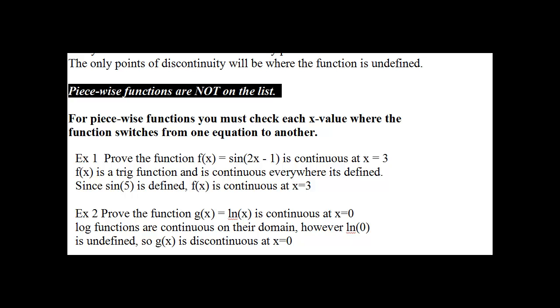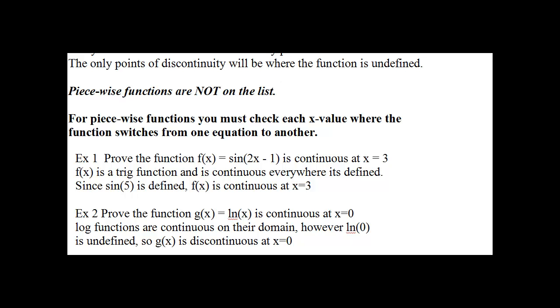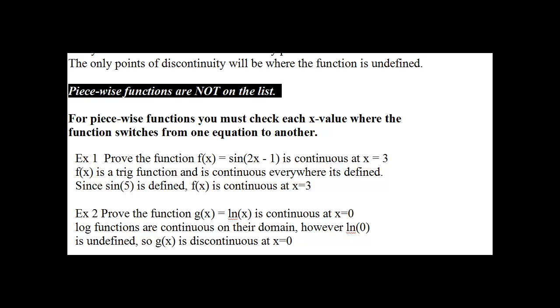In this next example, prove the function g of x, which is equal to the natural log of x, is continuous at x equals 0. Logarithmic functions are continuous on their domain. However, the natural log of 0 is undefined. So g of x is discontinuous at x equals 0.